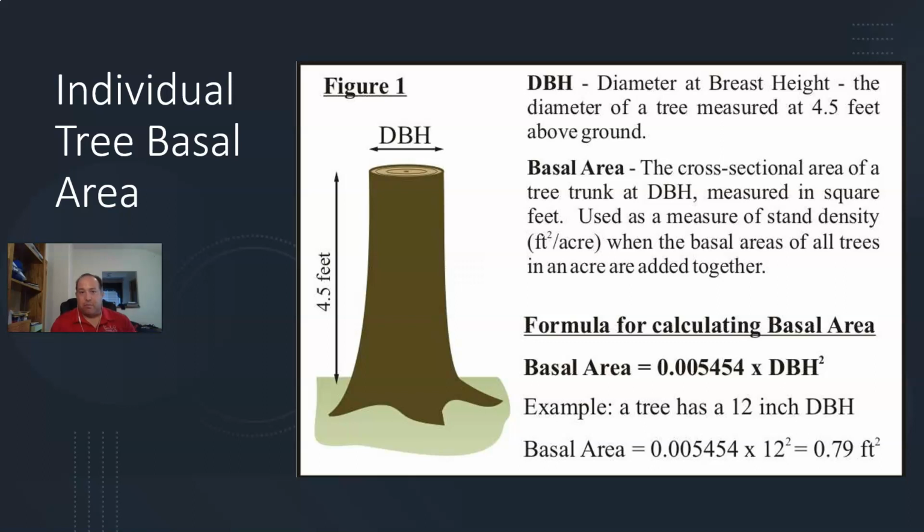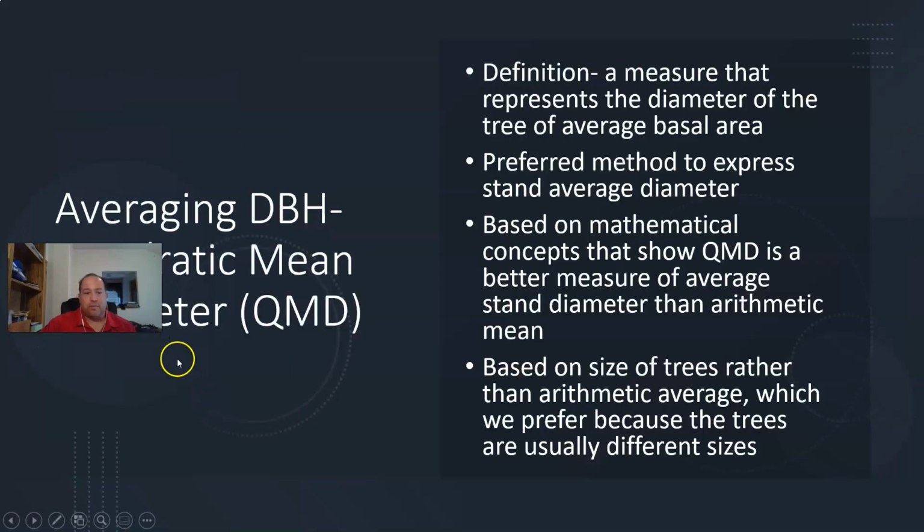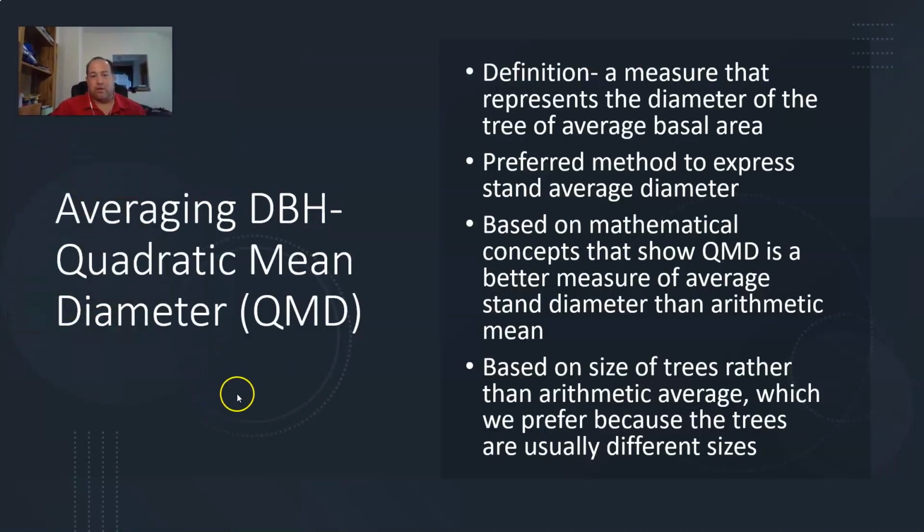It takes up 0.8 square feet, but really it would be more interesting if we knew how much space all of the trees took up, because then we could start multiplying by all the heights, and then we know the volume, and then we know how much wood is in the stand, and then we can really have numbers that are very useful. And so, averaging DBHs.